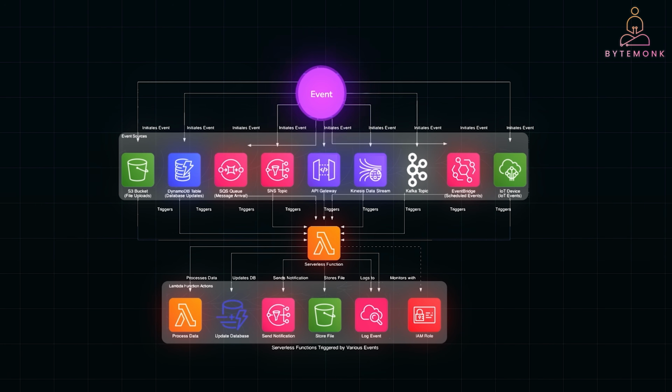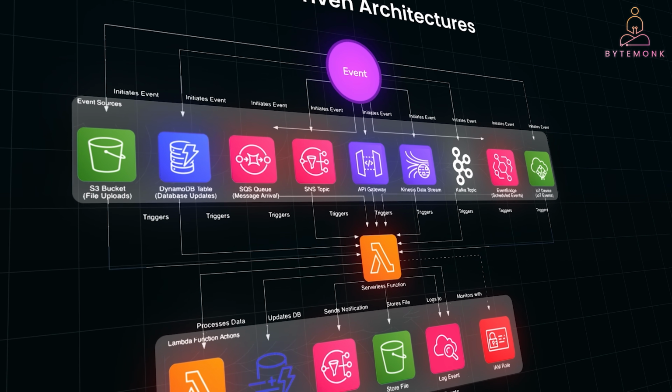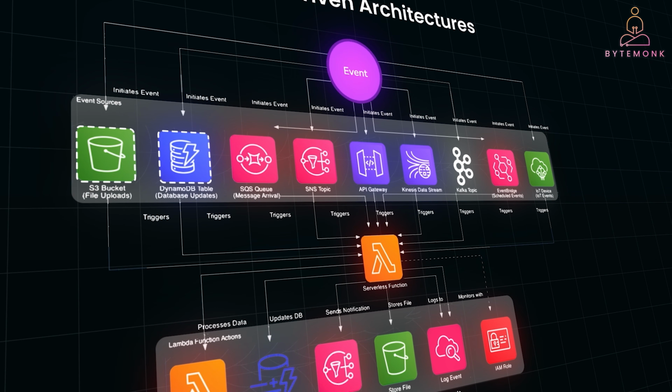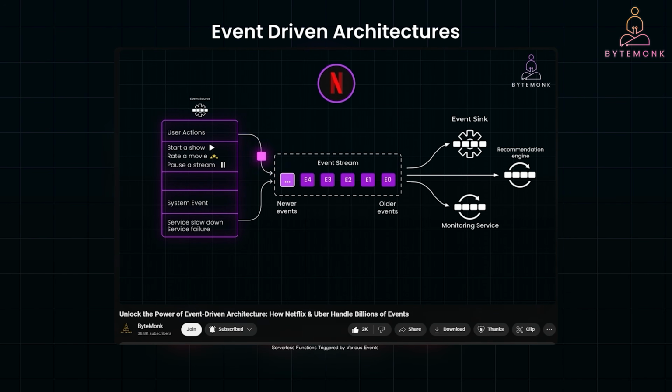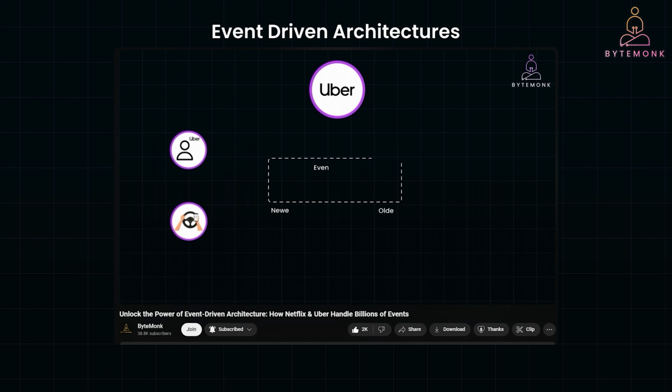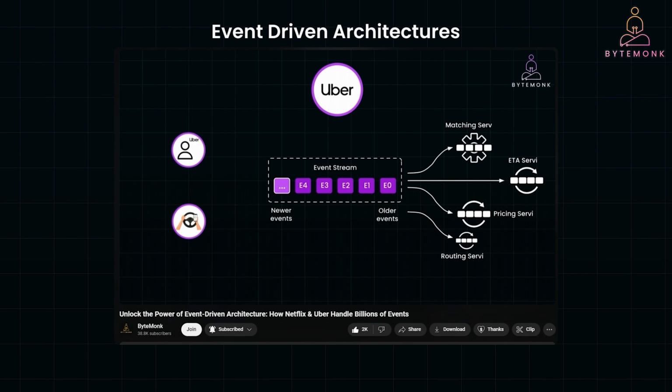One of the key strengths of serverless computing is its seamless integration with event-driven architectures. This means serverless functions can be automatically triggered by a variety of events, such as database updates, file uploads, or message arriving in queues. If you are interested in learning more, I have done an in-depth exploration of event-driven architectures and how they are leveraged by systems like Netflix and Uber to handle billions of events daily. Be sure to check out that video for a closer look.